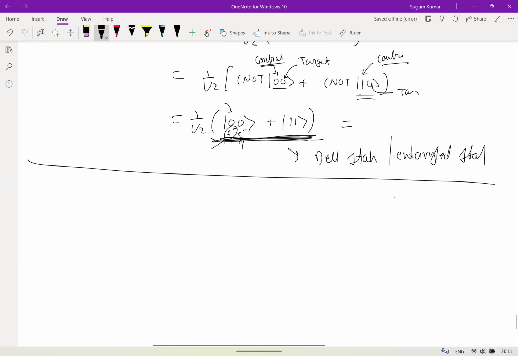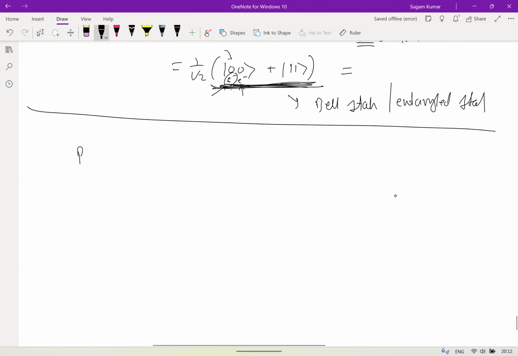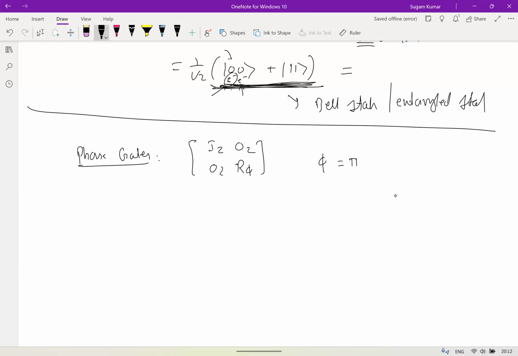I was discussing these two gates, which are called phase gates. I told you that those phase gates we can easily make with this: I2, 02, 02, and here is the R5. And I told you that if phi is pi, then you get a CZ gate. And when phi equals pi by 2, then you get a C phase gate.